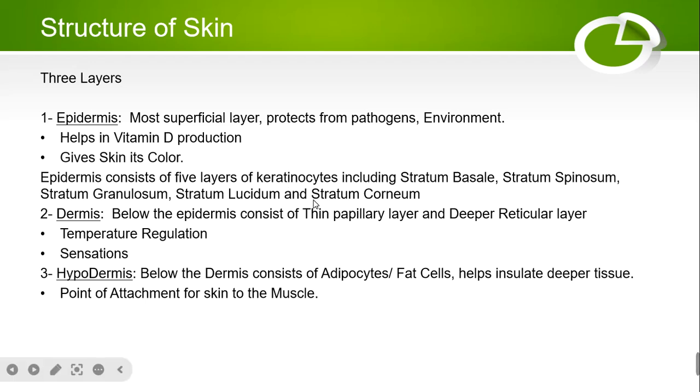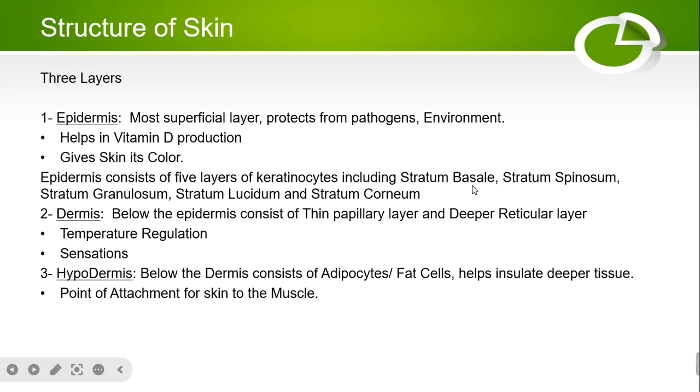The epidermis consists of 5 layers of keratinocytes, as I told you, and keratinocytes are pancake-type cells containing keratin, which is a fibrous protein. Fibrous protein is made up of glycolipids, which contain sugar and lipids, and there are 5 layers of keratinocytes according to their maturity, which are stratum basali, stratum spinosum, stratum granulosum, stratum lucidum and stratum corneum. We can look into the detail of these shortly.